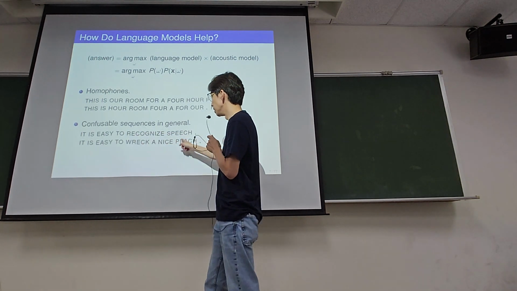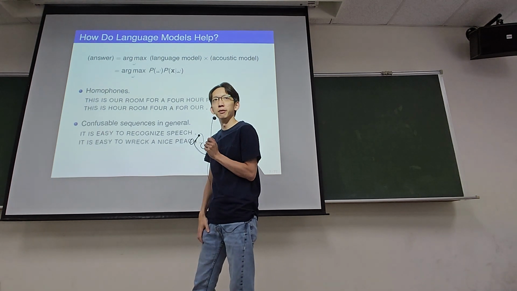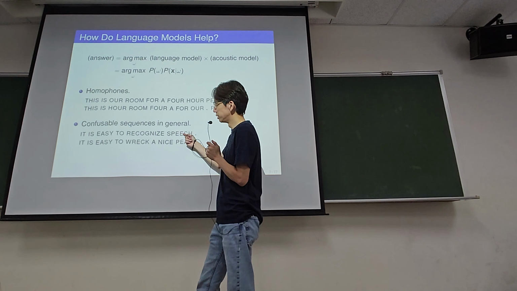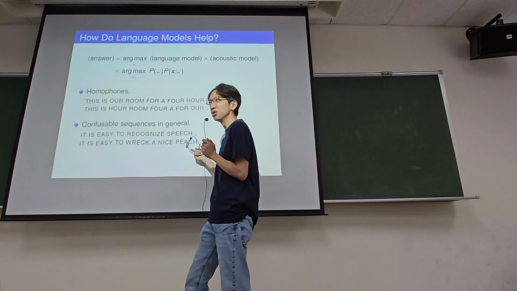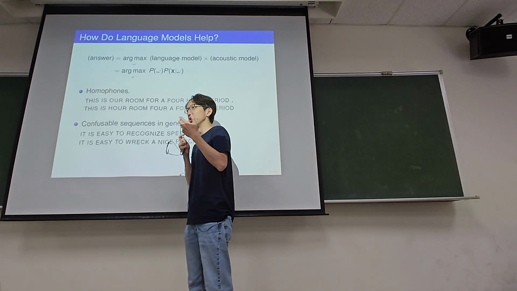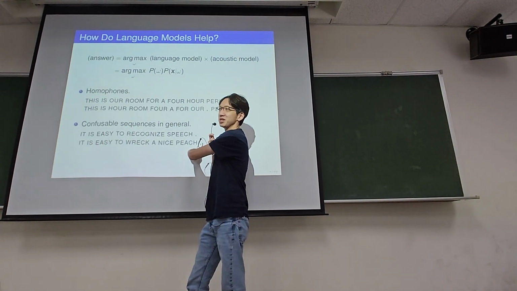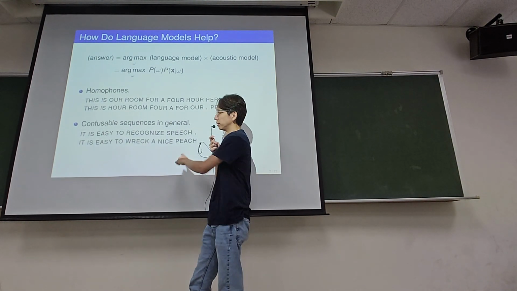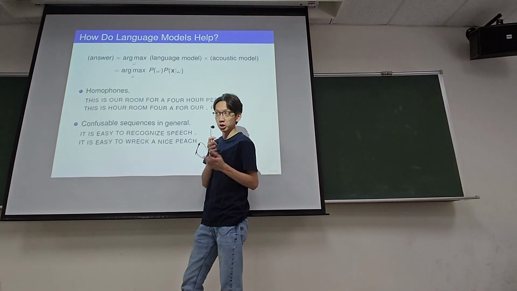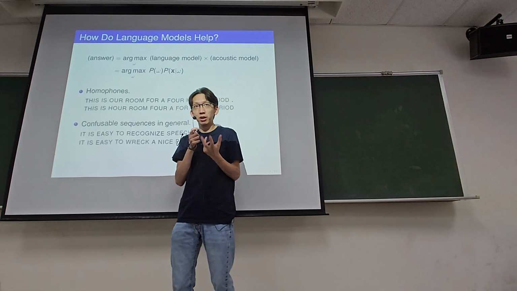It is easy to recognize speech. It is easy to wreck a nice beach. Again, they sound very similar. In terms of the language model, it probably helps you say it's this one, not that one. You don't usually say that. The language model gives you a sense of how you usually speak a particular language using those words. Maybe in some context you see this, but most of the time you will probably say "it's easy to recognize speech". Those two can sound almost equally the same, and are very likely to be confused.